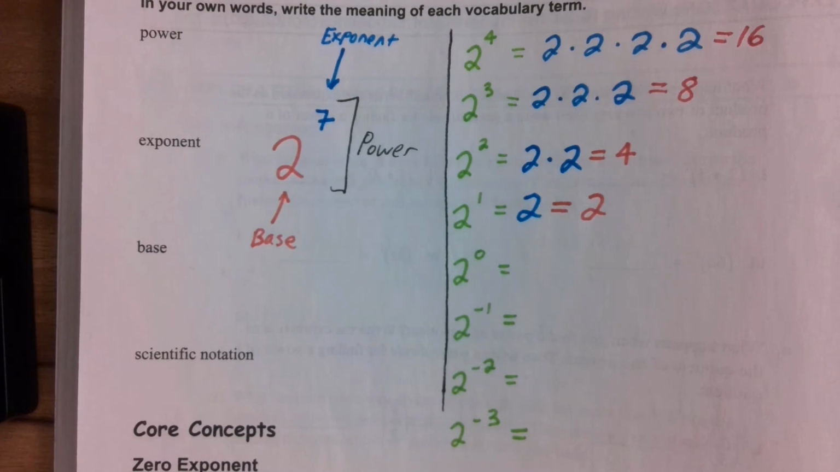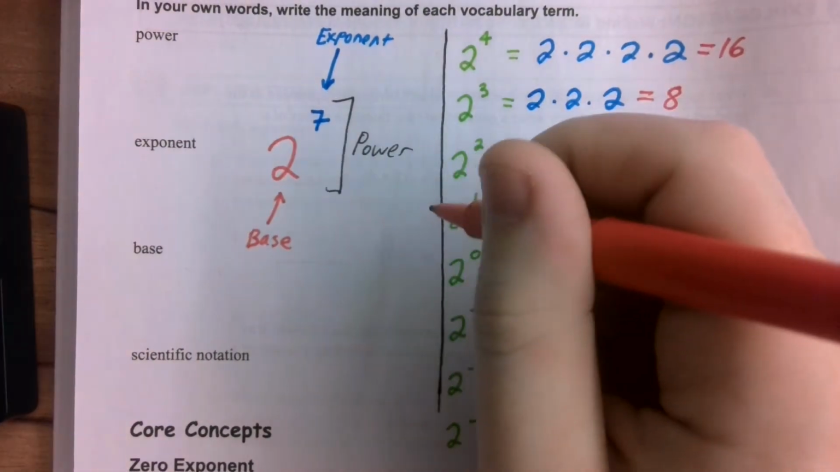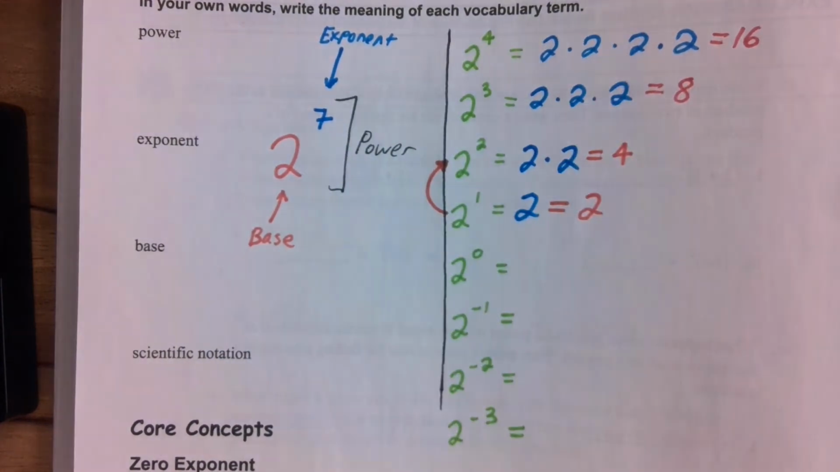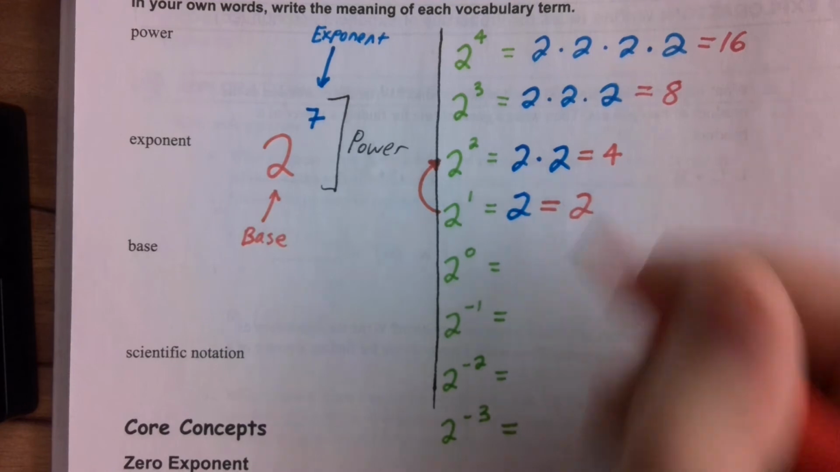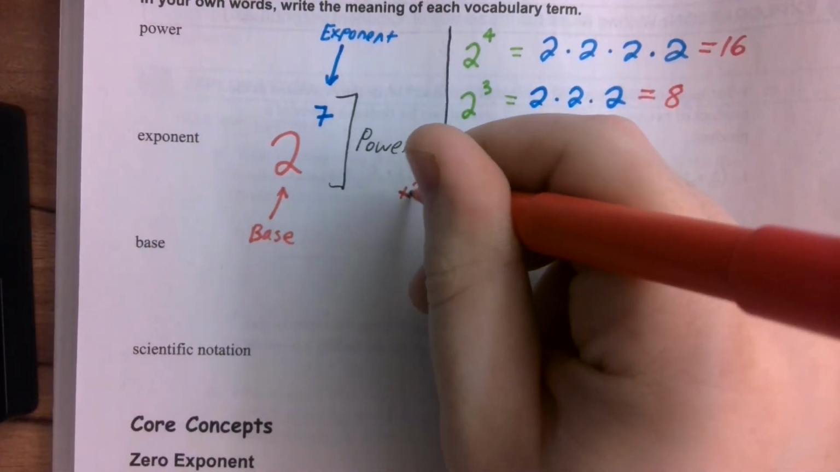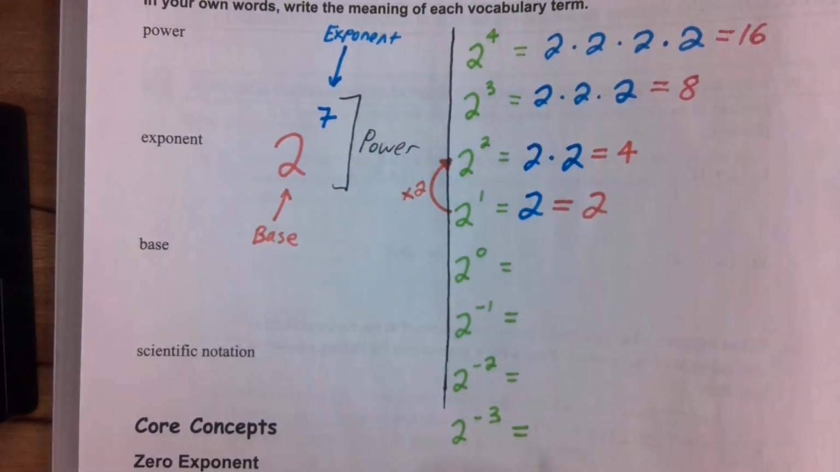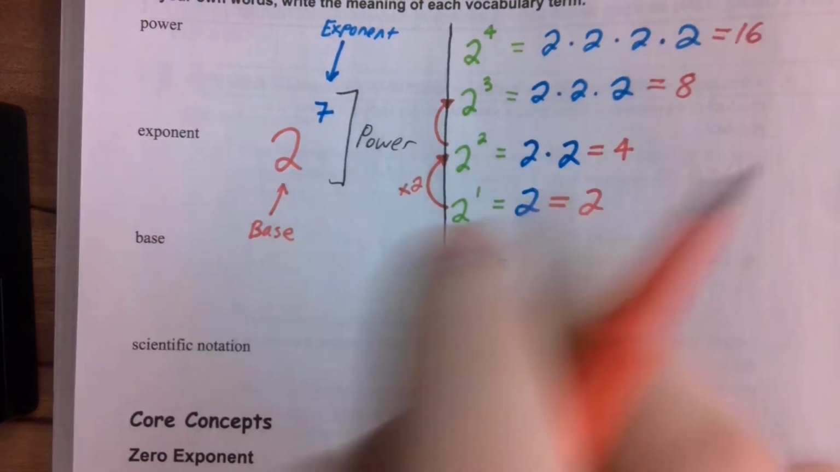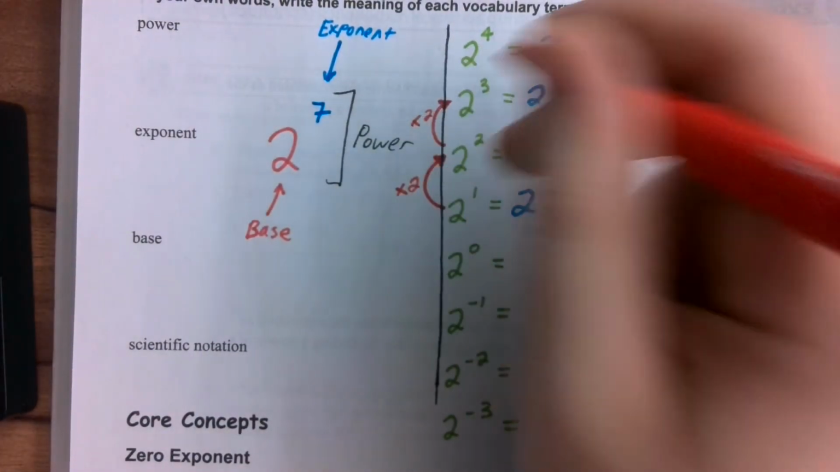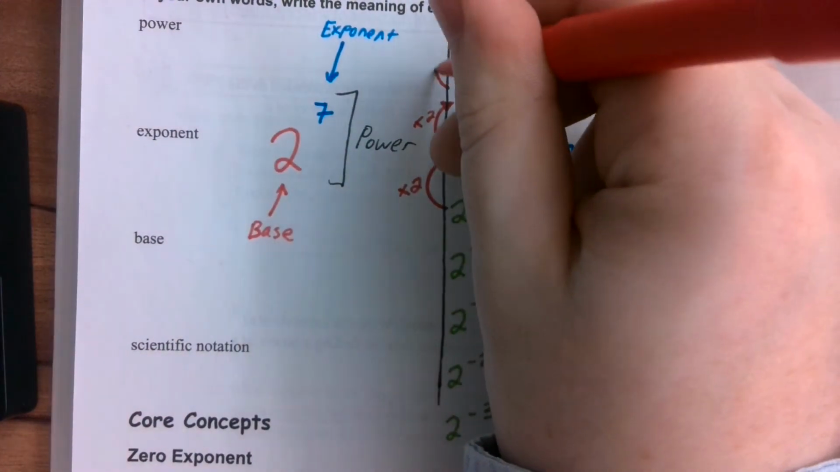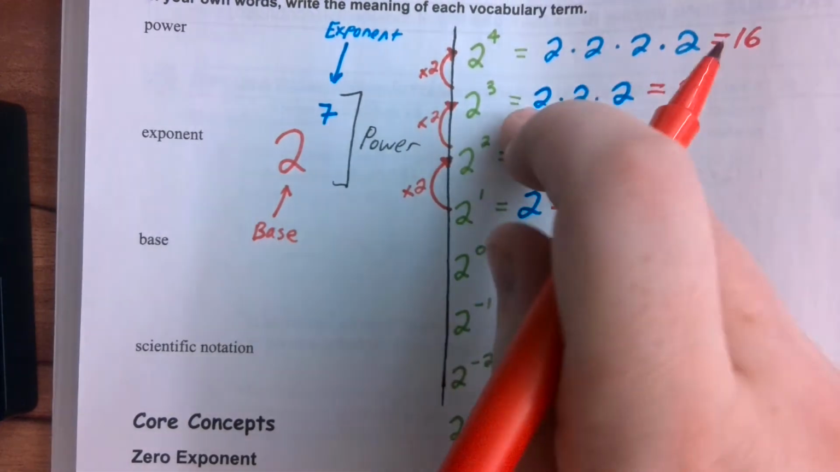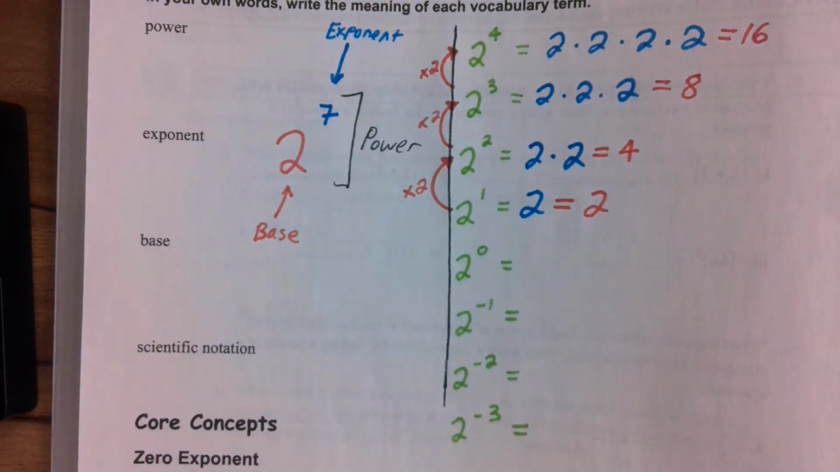What we're seeing here is as we go up these numbers, there is a pattern in place. To go from 2 to the 1st to 2 to the 2nd, we multiply by 2. 2 times 2 is 4. To get to the next one, 4 times 2 gives us 8. 8 times 2 gives us 16. So going up this chain, all we're doing when we add another number to our exponent is multiplying by 2.